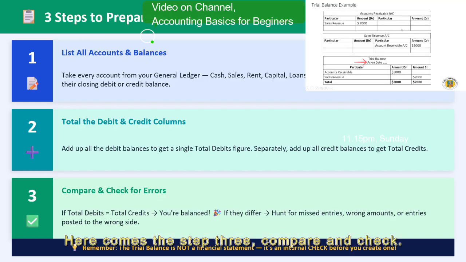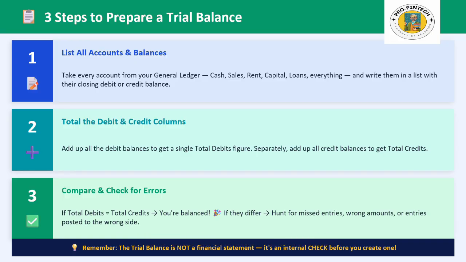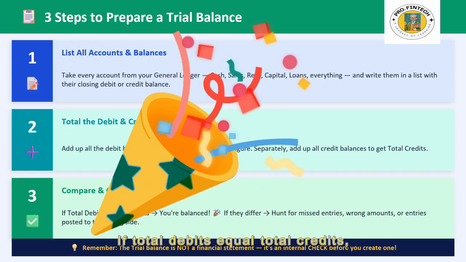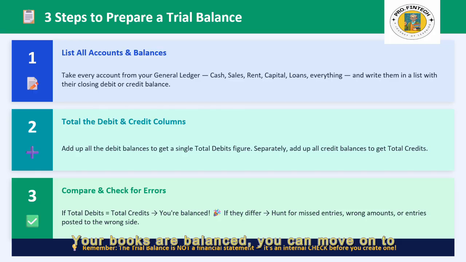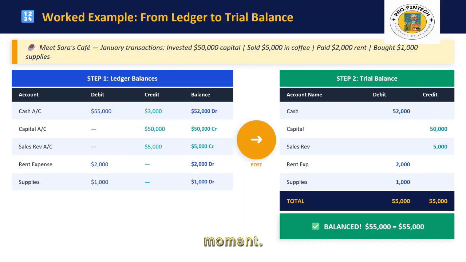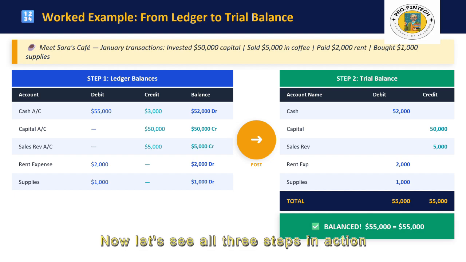Here comes step three, compare and check. Now the moment of truth. If total debits equal total credits, congratulations, your books are balanced. You can move on to preparing financial statements. If they don't match, don't panic. It just means there is a mistake hiding somewhere. We will look at how to find it in a moment. Now let's see all three steps in action with Sarah's café.